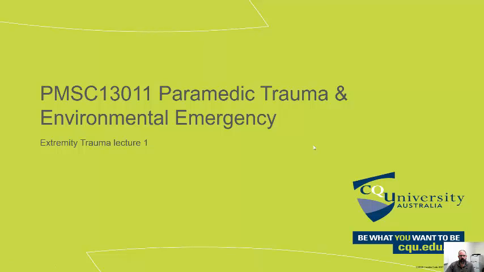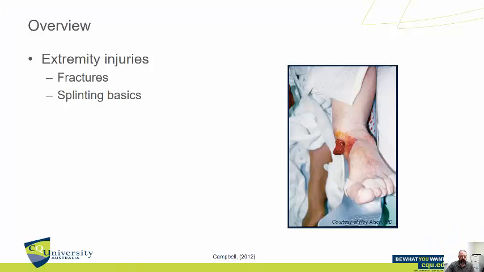Okay, welcome to the first lecture on extremity trauma. There'll be a series of these lectures. This will be the first of them. In this lecture we're going to talk primarily about extremity injuries in the form of fractures, and we'll cover some basics of splinting. We'll have an additional lecture with more advanced splinting a little bit later on, so we're just going to cover the basics in this particular lecture.